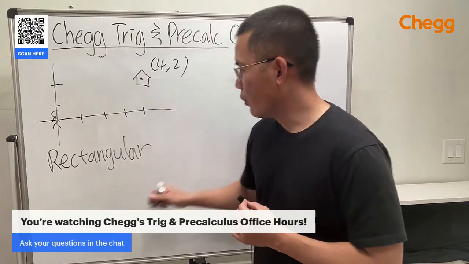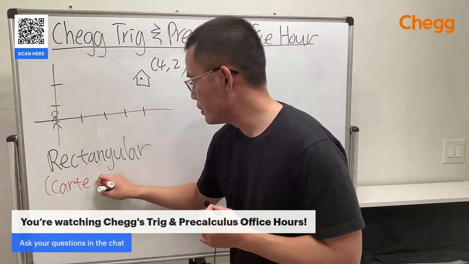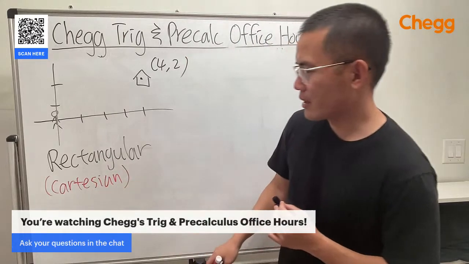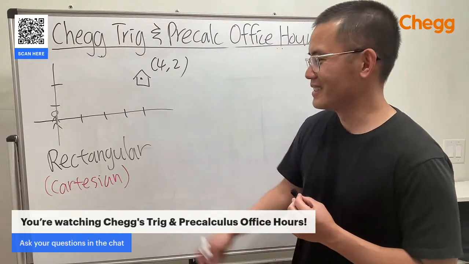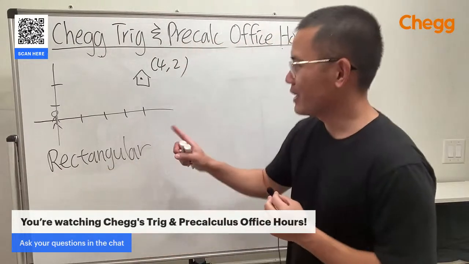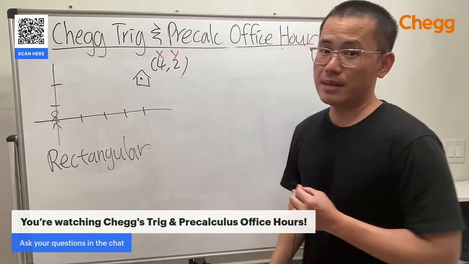Rectangular. Or it's also called the Cartesian. I think I spelled it wrong, sorry. Cartesian. Most likely I spelled it wrong. So let me just keep it as rectangular. Okay, so keep in mind (4, 2), the most important thing I want you guys to know is x, y.